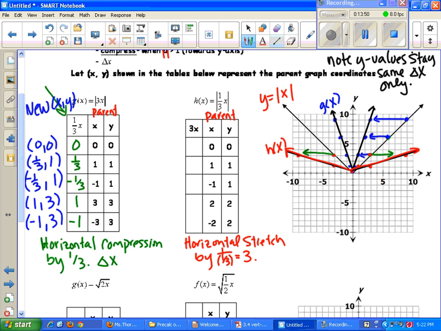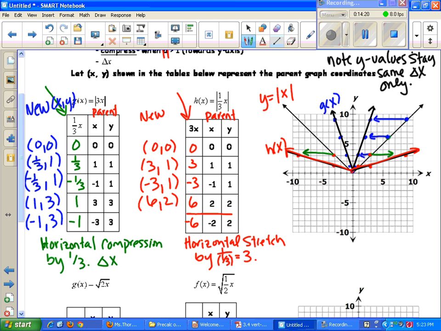So if I look at my table, I would do the opposite in my table. So instead of putting 1/3, we put 3x. If I multiply all my x values by 3, 3 times 0 gives me 0. This would be 3 times 1, which is 3, negative 3. This would give me 6 and negative 6. So my new coordinates are (0, 0), (3, 1), (-3, 1), (6, 2), and (-6, 2). So those give me the new values that I have.